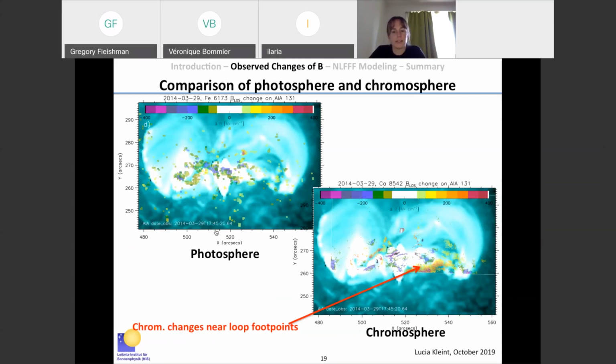In the chromosphere, what we can see is that most of the changes coincide with endpoints of the loops, especially this large area, which I show with the red arrow. It seems to be the end of these smaller low-lying loops, and also the footpoint on the right of this big loop where chromospheric changes were seen. So it seems that the chromosphere is more governed by the upper structure.